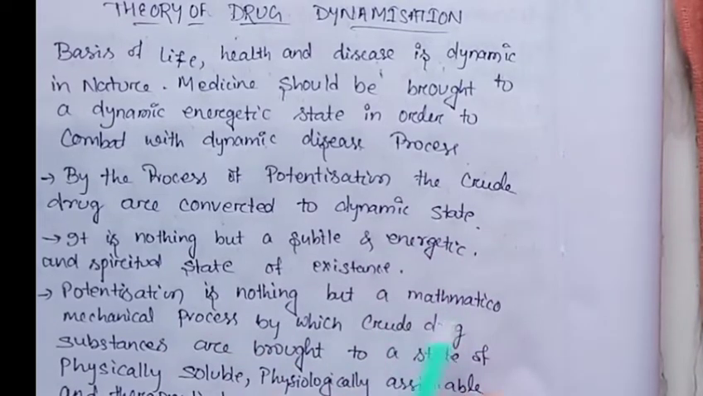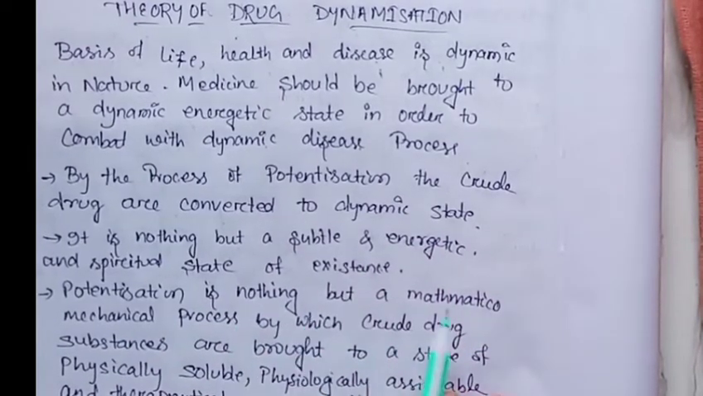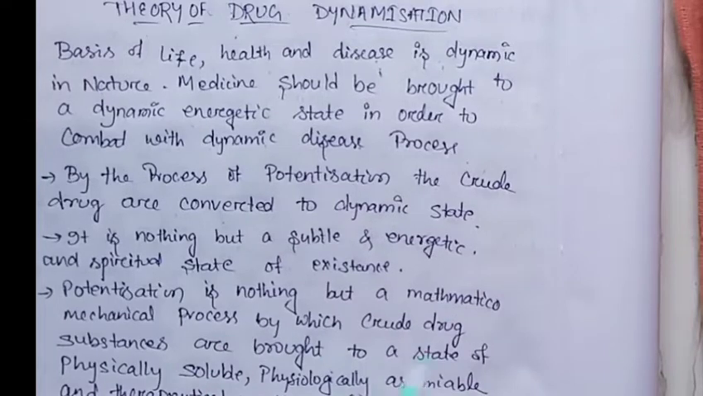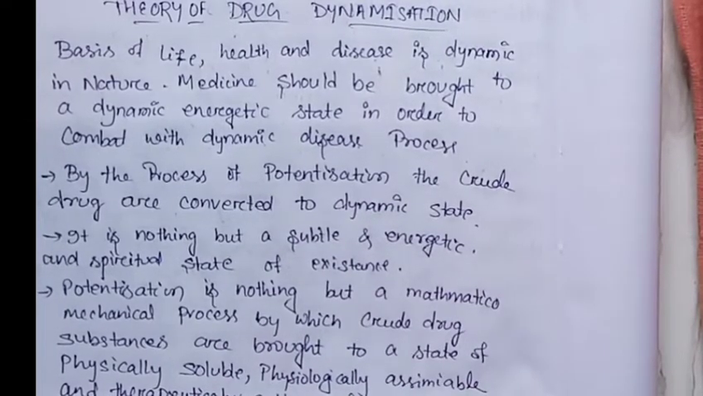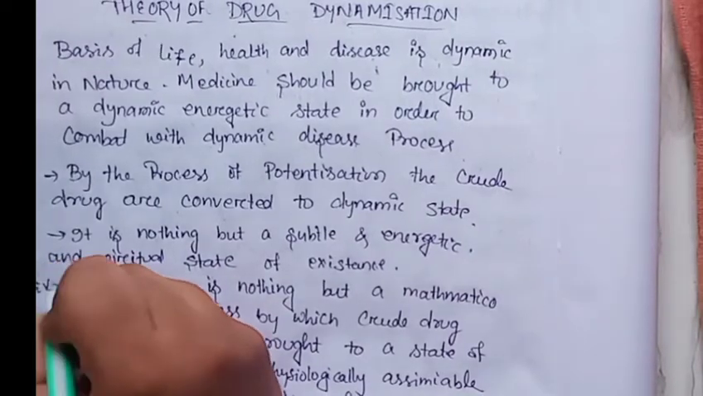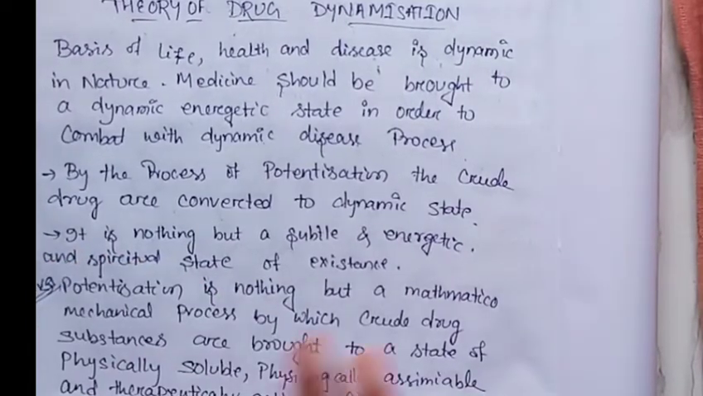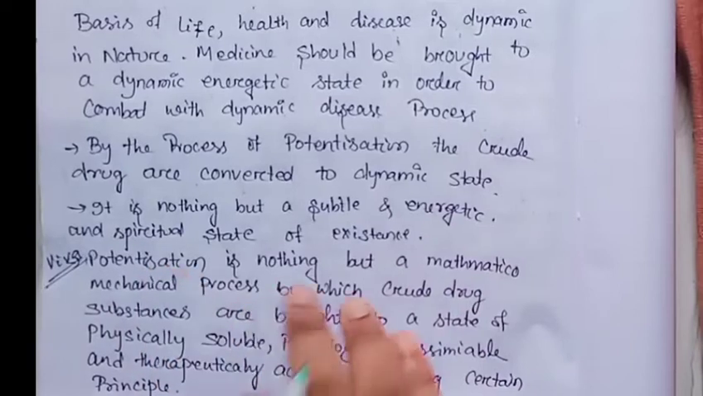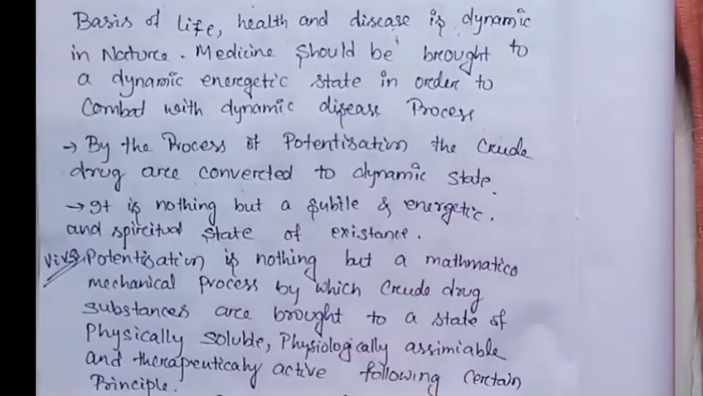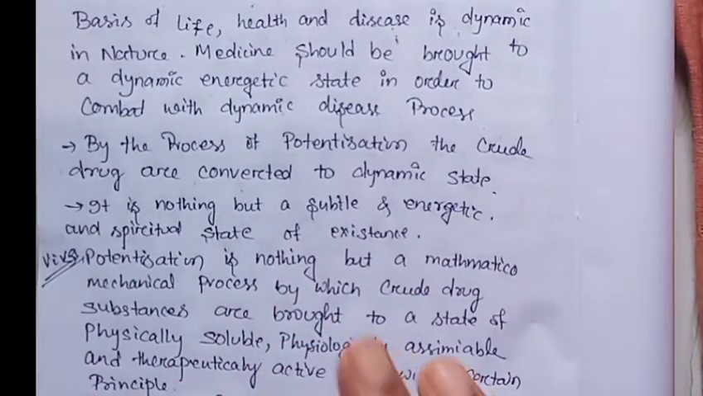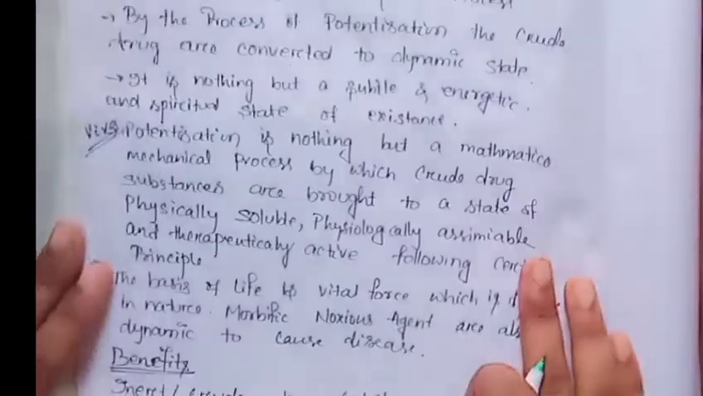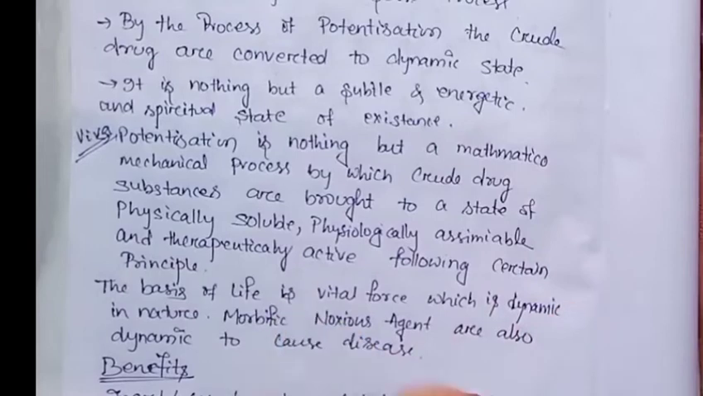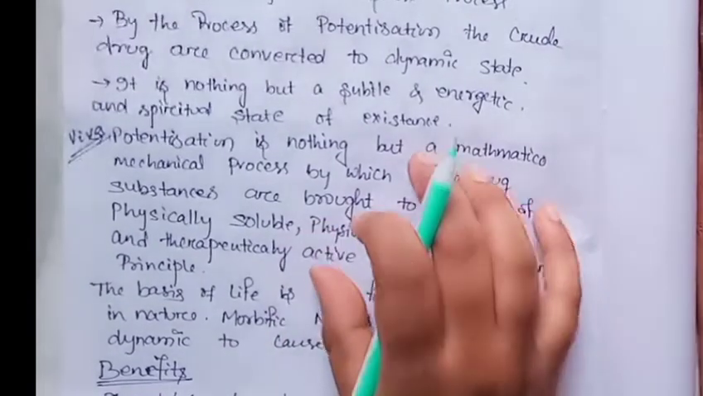Potentization is nothing but the mathematico-mechanical process by which crude drugs are brought to the state of physically soluble, physiologically assimilable, and therapeutically active. This is the most important viva question of the year. That is, potentization means this. You should remember it, repeat it, and understand it, so that it will be easier for you to tell in the viva. So, mathematico-mechanical process. How does the potentization occur?